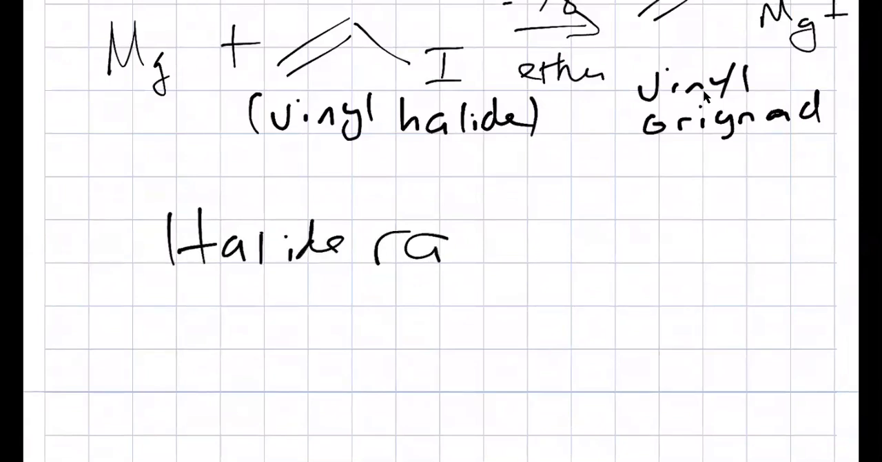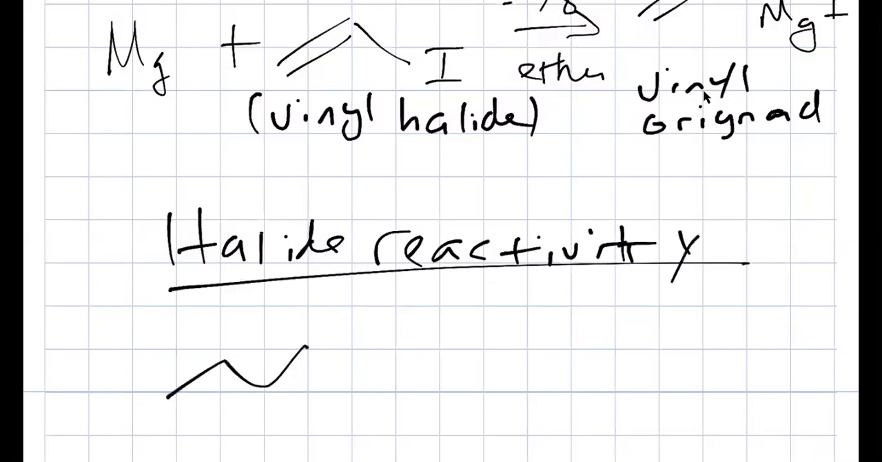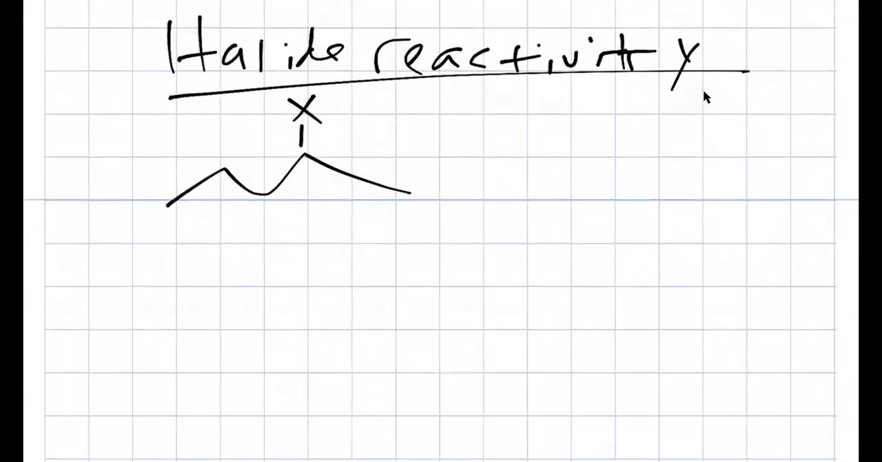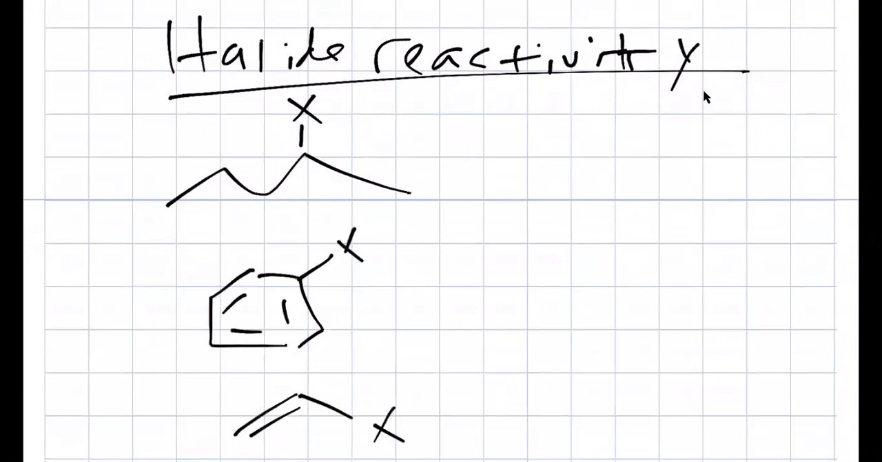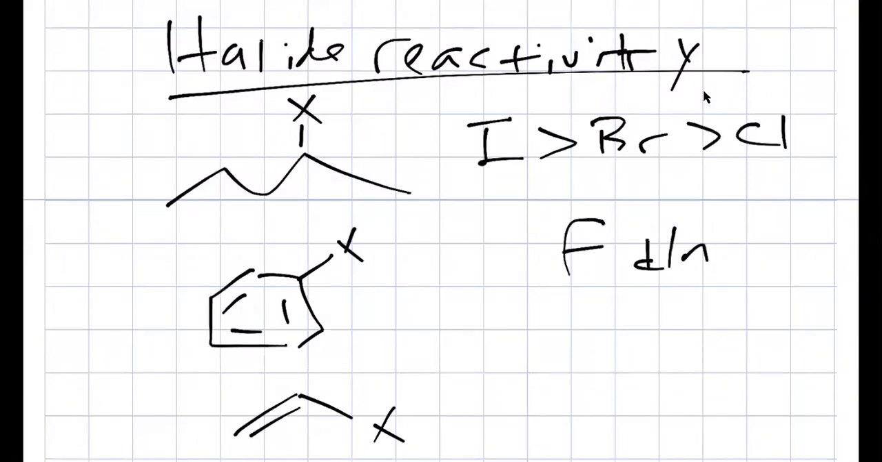This will be another topic. Halide reactivity. So if you have an alkyl halide, I'm just going to use X, aryl halide or vinyl halide, right? Iodine is more reactive than bromine, which is more reactive than chlorine. Fluorine does not react.